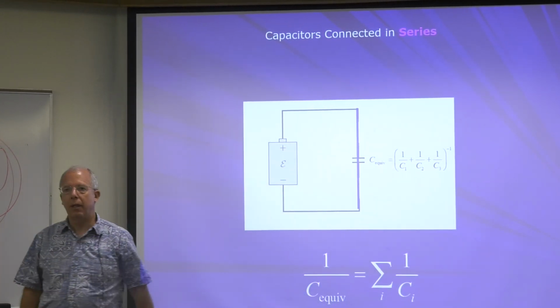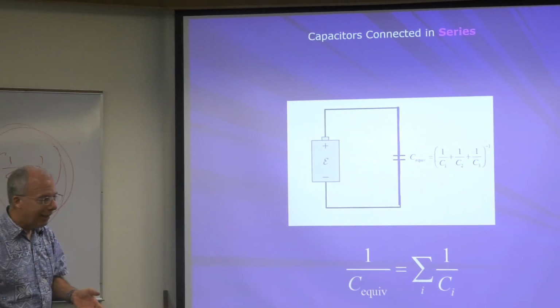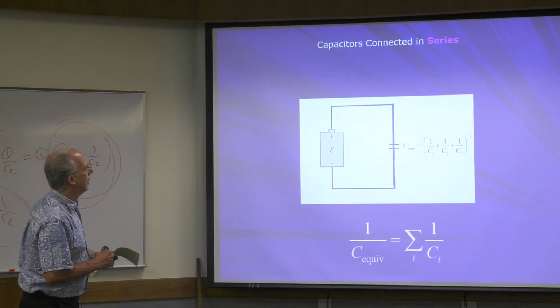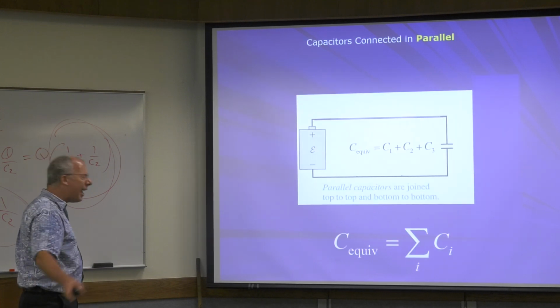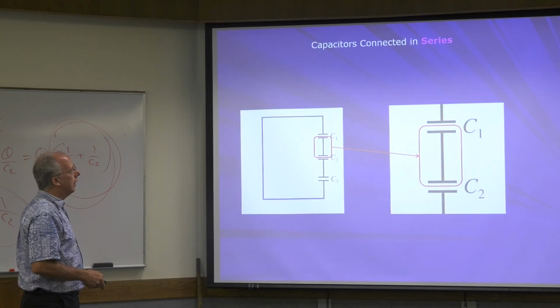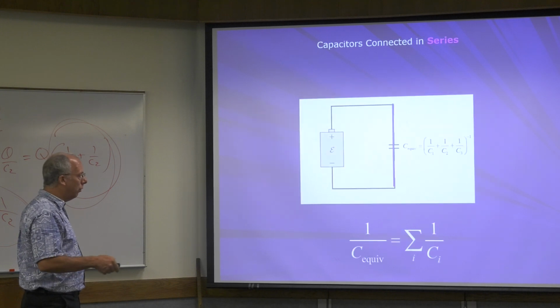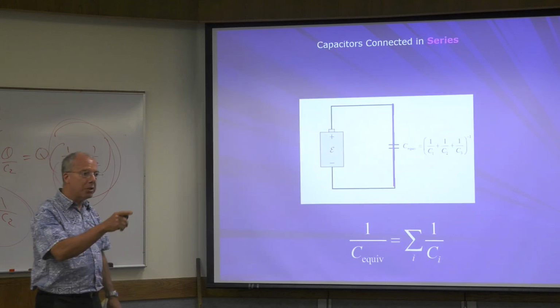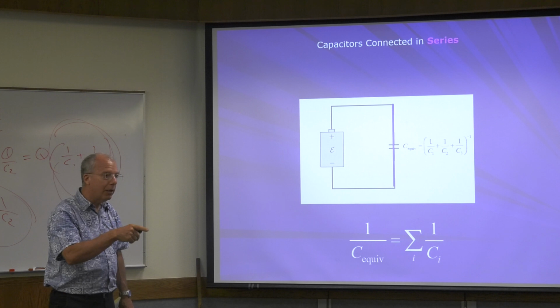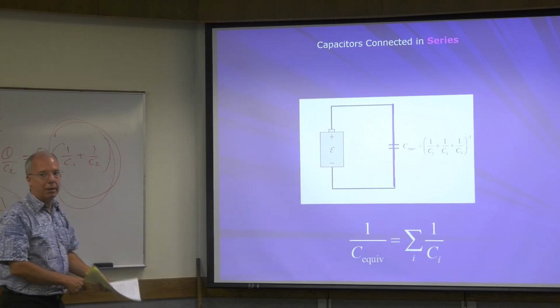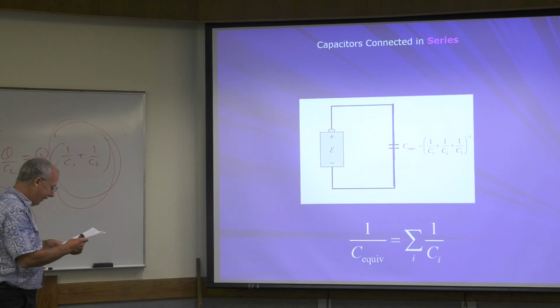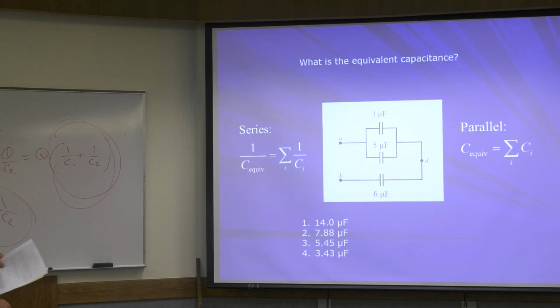Okay? All right, so you got it? So capacitors in parallel, you just add. Capacitors in series, it's the 1 over rule. Resistors in series, you add. Resistors in parallel, it's the 1 over rule. So it's completely opposite. Well, that's how it is, okay? All right.